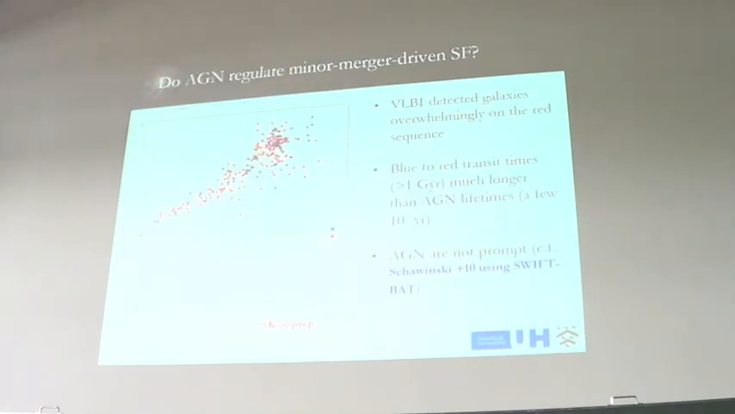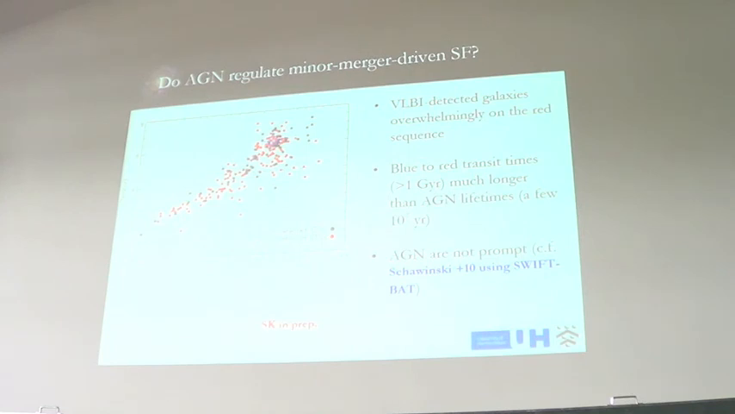So if you look at the position of these VLBI AGN, they tend to be on the red sequence. If the AGN lifetimes are, let's say, a few times 10 to the 7 years, and it takes you a gigayear to transit from blue cloud to red sequence, if the AGN was triggered promptly when the starburst started, and the galaxy was in the blue cloud, then the AGN lifetime would have to be similar to the transit time from blue cloud to red sequence. So AGN lifetimes are much shorter than the time it would take you to move from the blue cloud to red sequence, if you quench star formation completely.